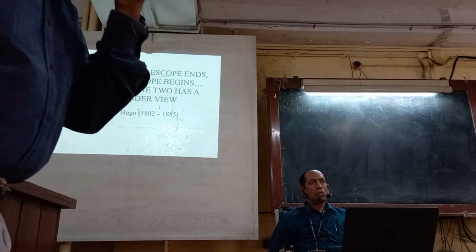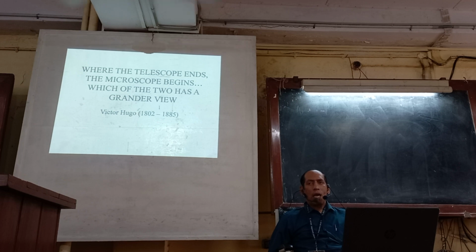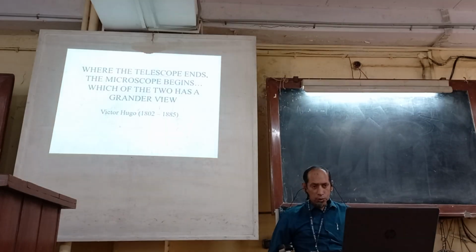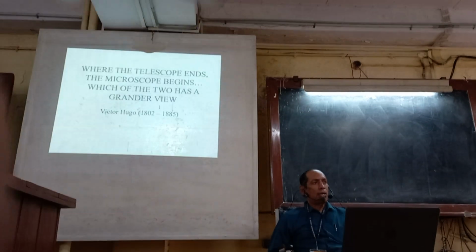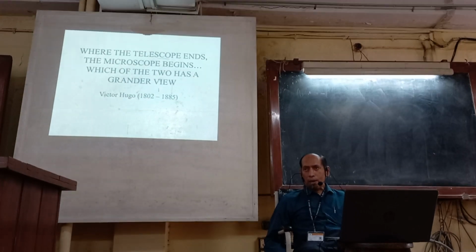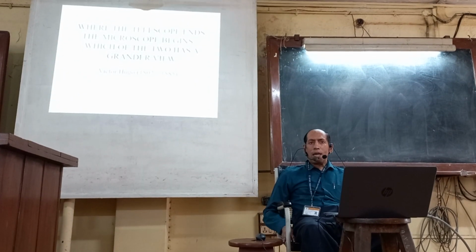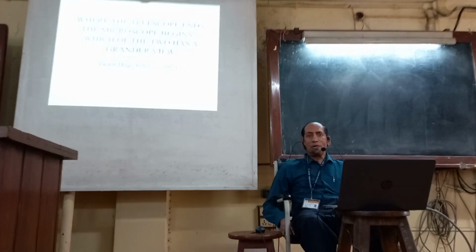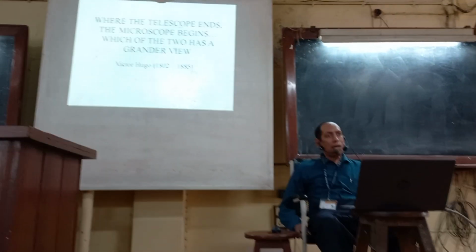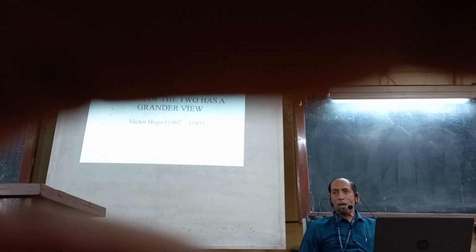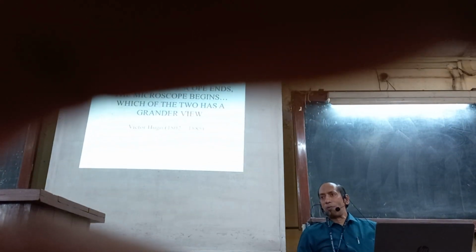To get the answer to this question, what we are going to do is visualize an object at a distance of 1 meter, and then telescopically we will go further and further away from the object, and microscopically we will go nearer and nearer to the object. And then the last point of telescope where it ends, that's the beginning of the highest magnification of microscope. That is what you have to find out, which has a grander view.